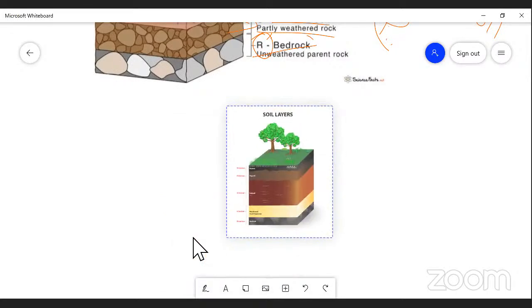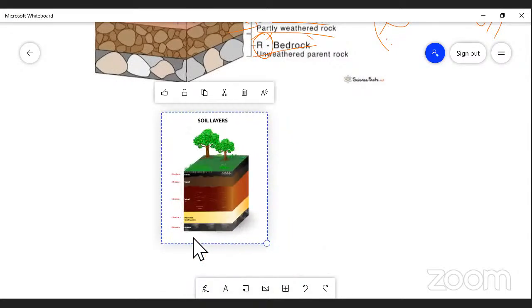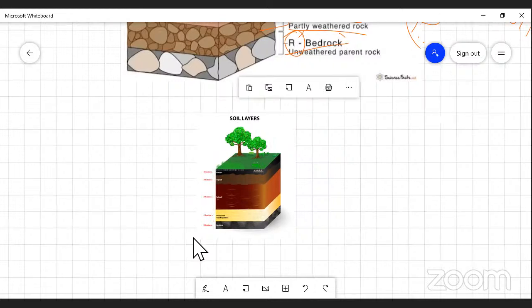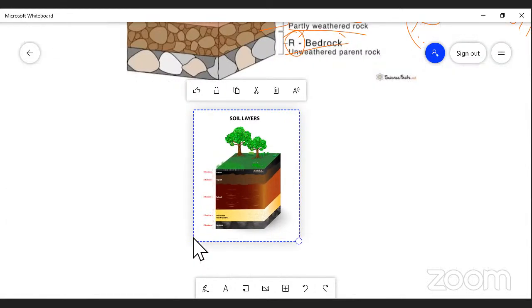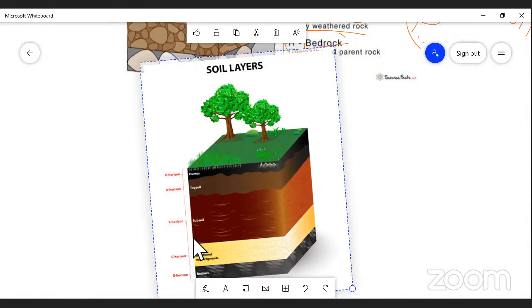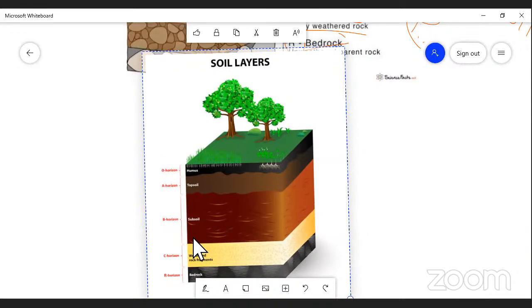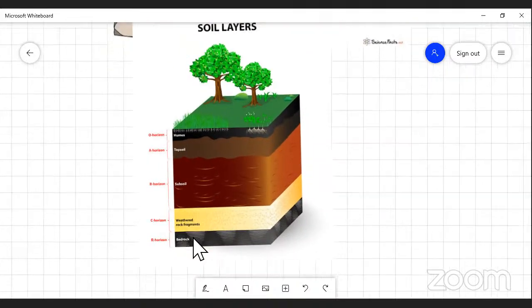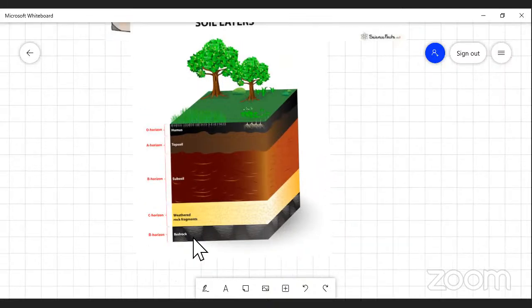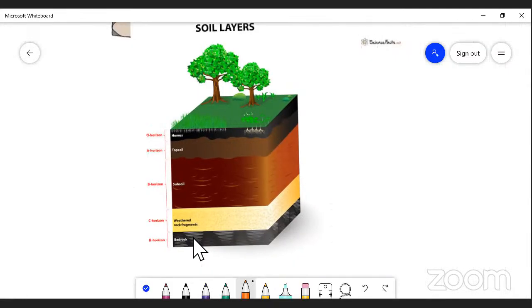The soil horizon, or soil profile, or soil layer, as I said, is made up of different layers. The first layer is the O horizon, or O layer.